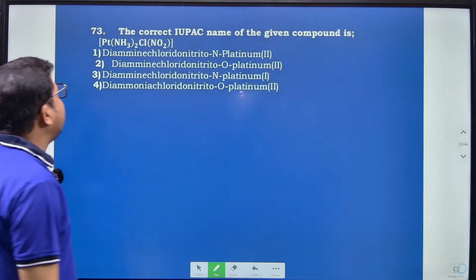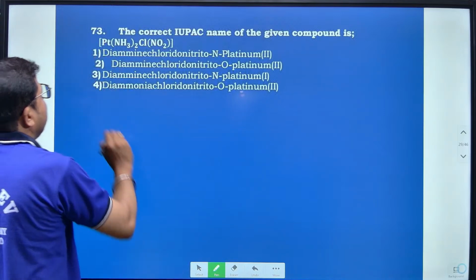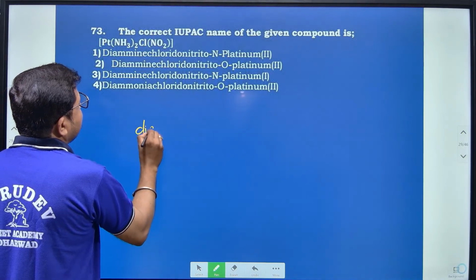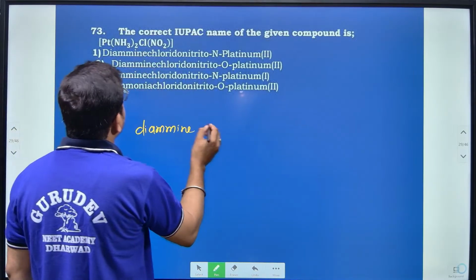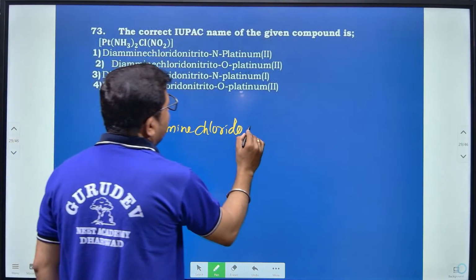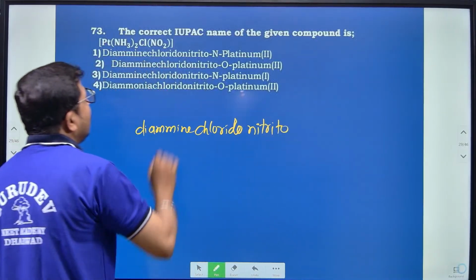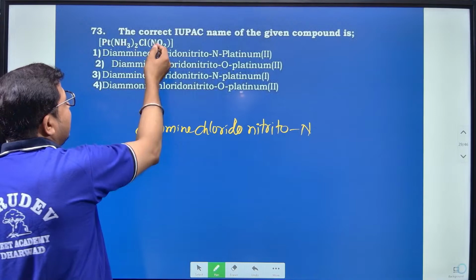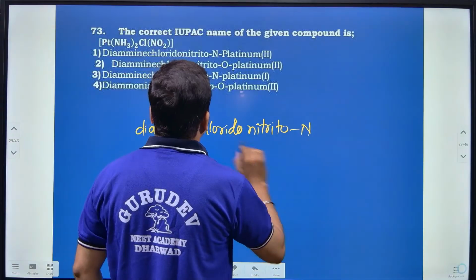Next, move to question number 73. The correct IUPAC name of the given compound is... See here, first diammine, then chlorido, then nitrito. Further, nitrito-N, because it is bonding through N, it is an ambidentate ligand which bonds with N. Therefore, this is nitrito-N.